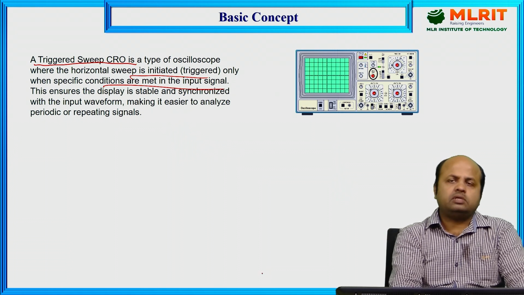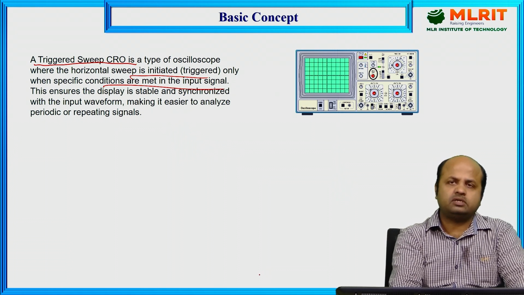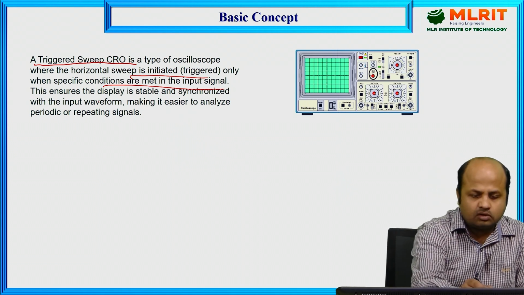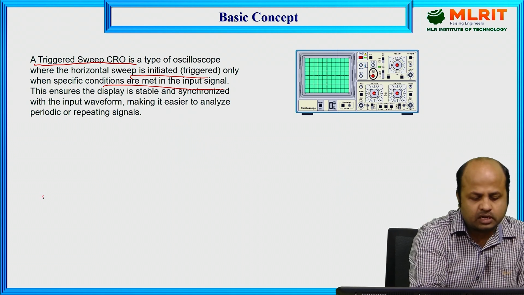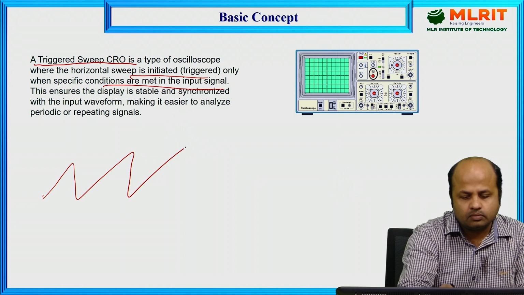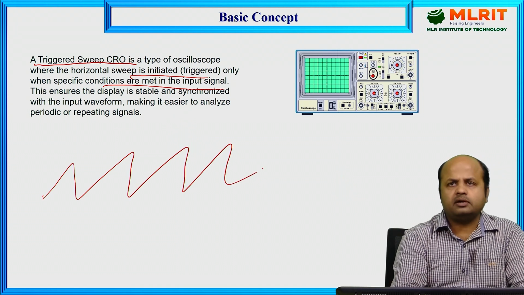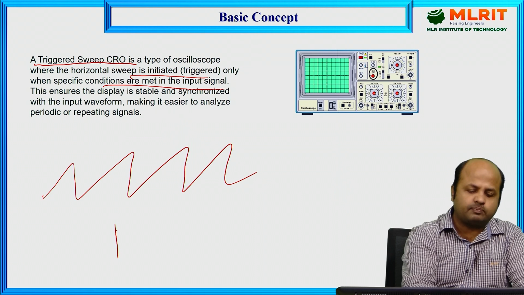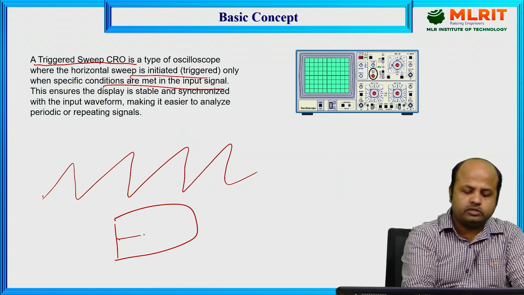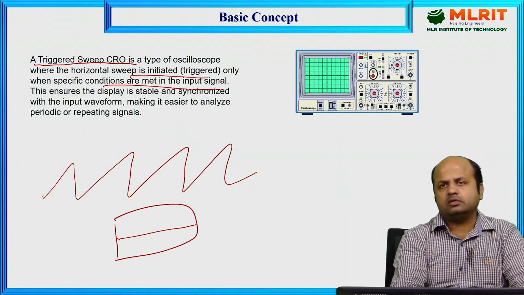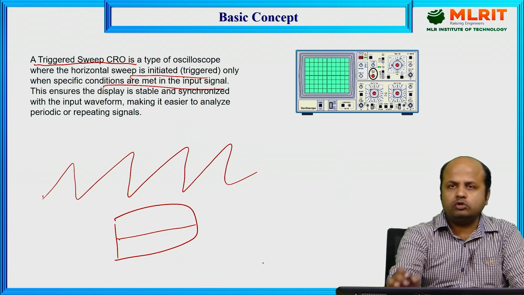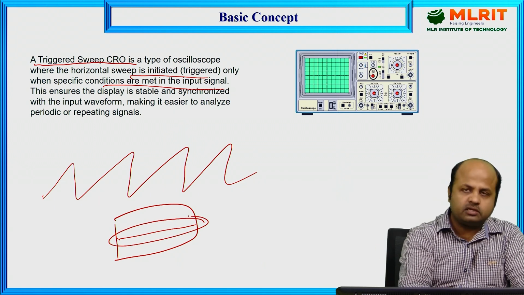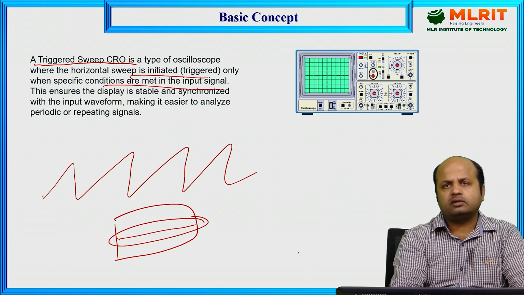In a normal CRO, we have seen that once you switch on the power supply, the horizontal sweep will start without any condition. And we can also see that as we switch on the power supply on a normal CRO, a horizontal line always appears, even though you don't apply any input signal. So where are we getting this horizontal line from?